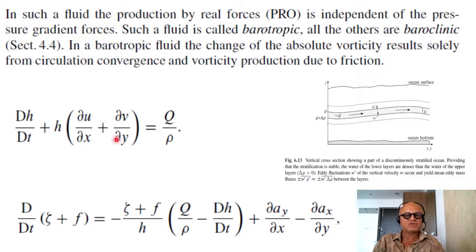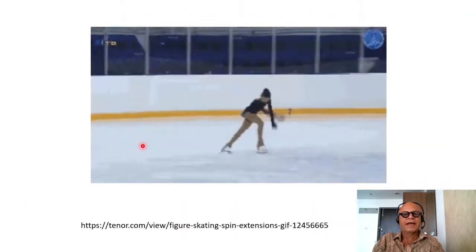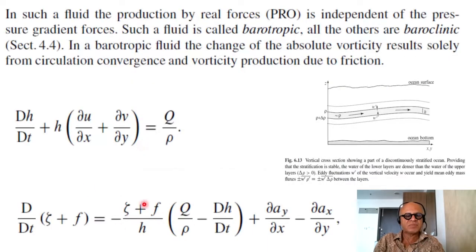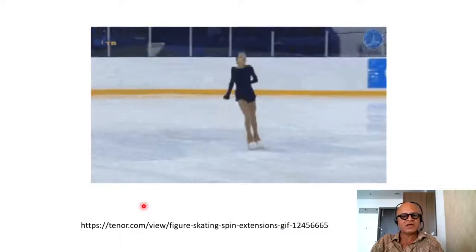So all we did was take this from this equation, and here this term, instead of zeta plus f, which we called absolute vorticity, we now have it divided by the layer thickness h. This is what is called potential vorticity. Why is this potential vorticity? As we said, it's because it's a vorticity in the fluid which can be released or can be held as potential. And the best way to think about it is ice skating.